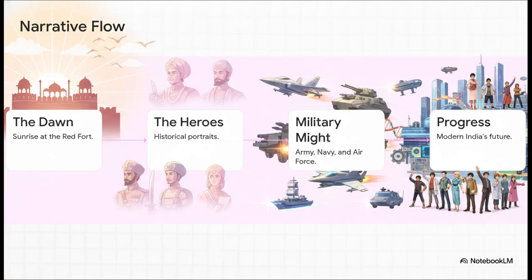A really crucial point here is how the prompter strategically structures the macro flow to build narrative momentum. They aren't just throwing everything at the AI all at once. Instead, there's a strict chronological and thematic progression. We start with a quiet dawn, move to the foundational heroes, ramp up the energy with military might, and then crescendo right into modern progress and diversity. It's this structured approach that totally separates a chaotic, random AI generation from a cinematic masterpiece.